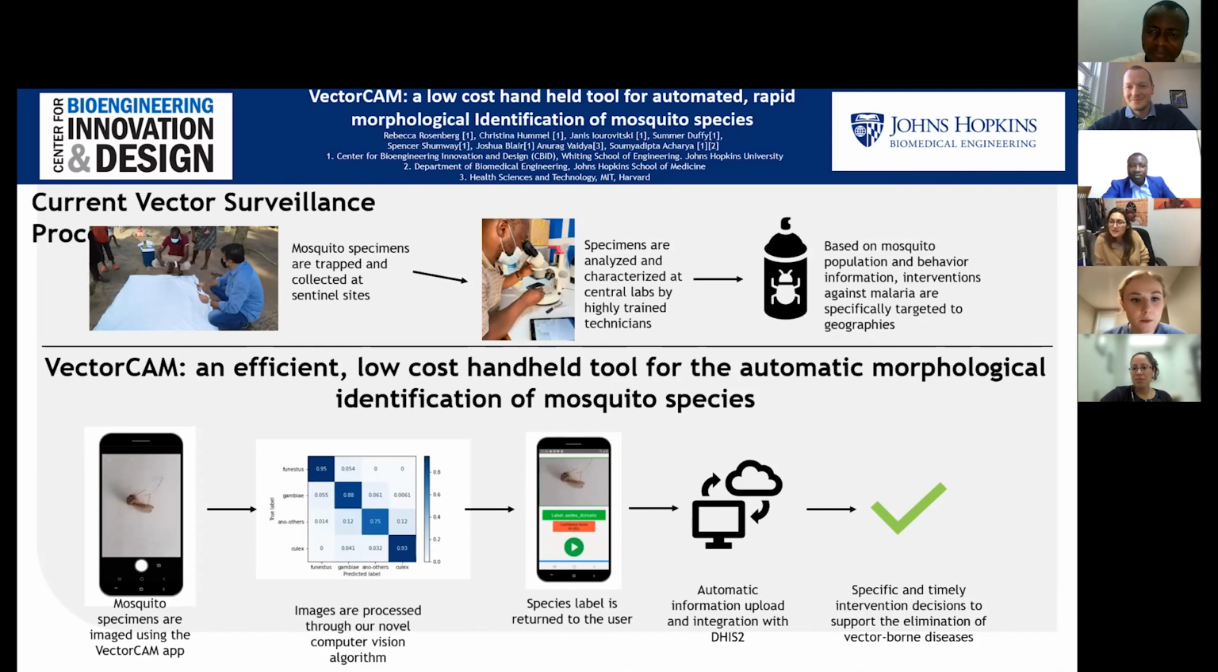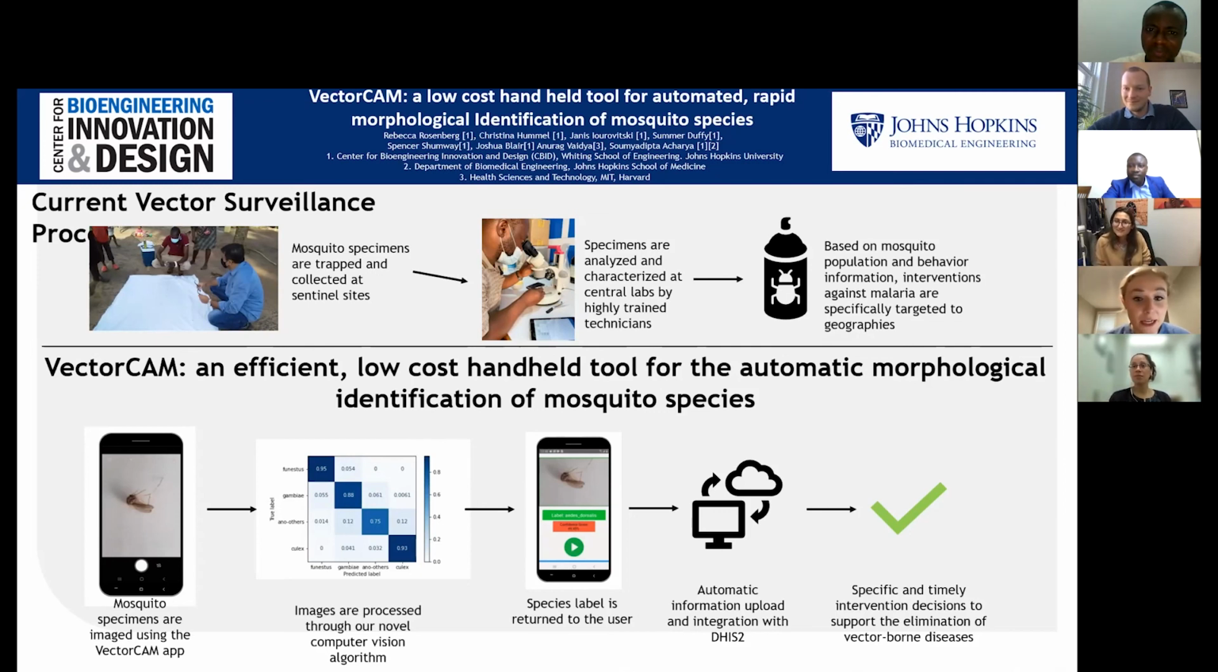Yes, I think it's just asking a question that was already asked before, whether your algorithm differentiates between highly related species of mosquitoes, because they can be morphologically very similar. I think you said it does. The sibling species, we're working toward that. At this point, it does not. Yes. Oh, okay, cool. Thank you.